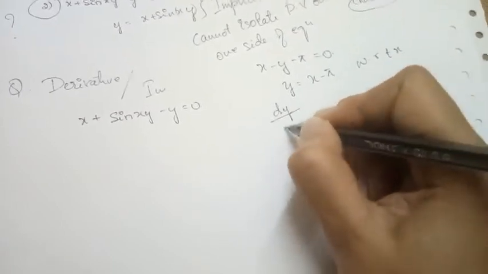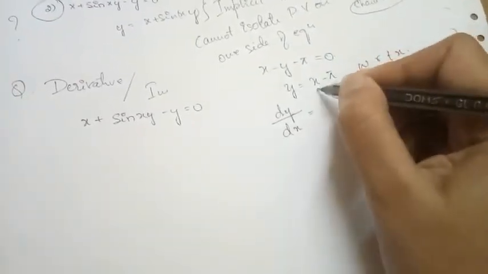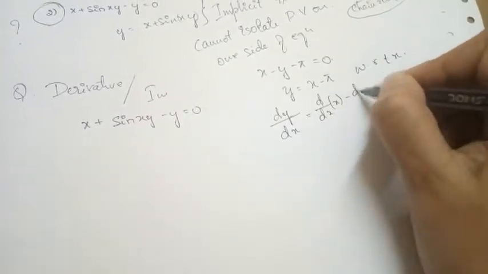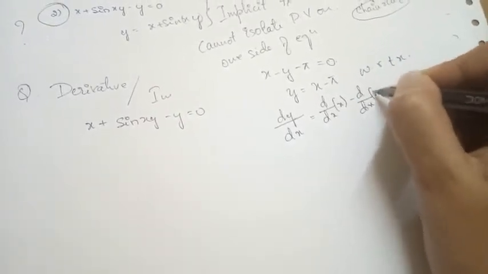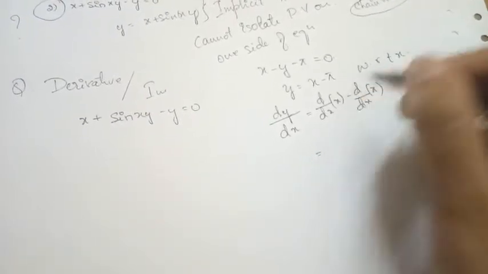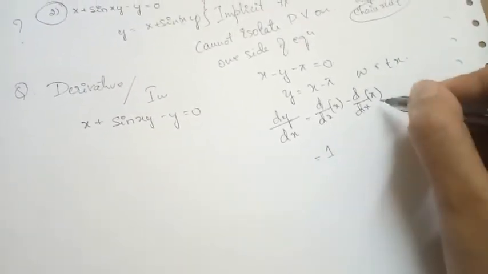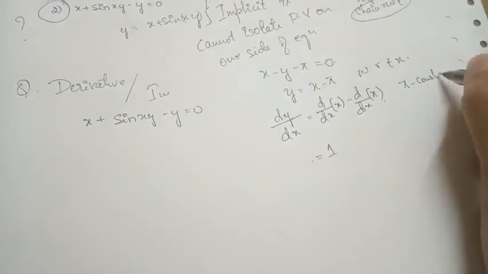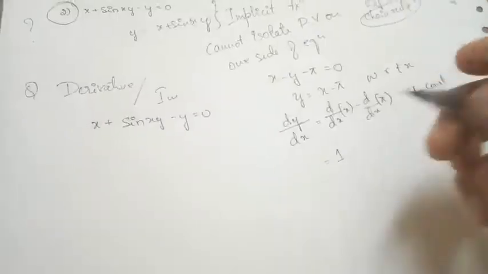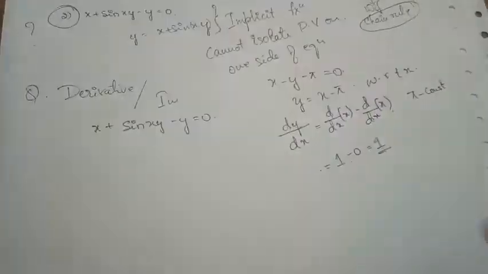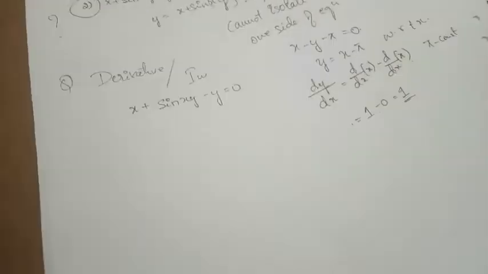dy by dx is equal to d by dx of x minus d by dx of pi, right? So what is the differentiation of x with respect to x? It is 1. Clearly we know that pi is a constant, so the differentiation of a constant with respect to x is 0. So the value is 1 here. So this is how we are going to differentiate.